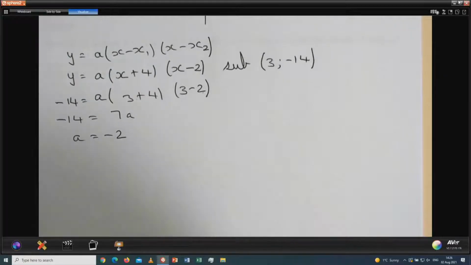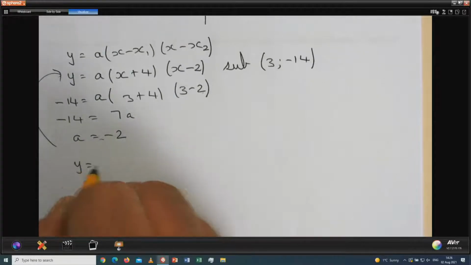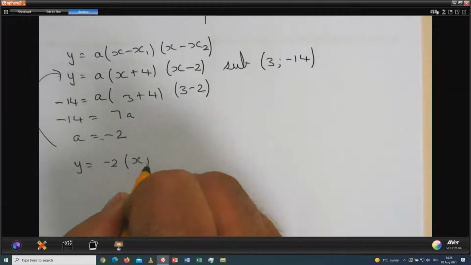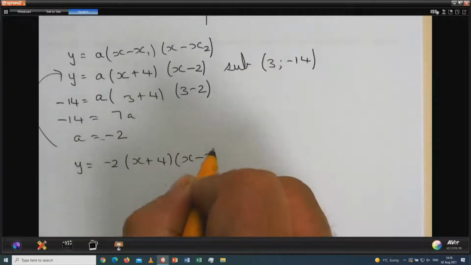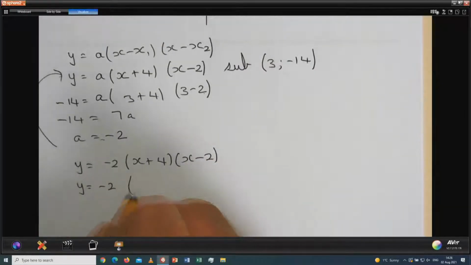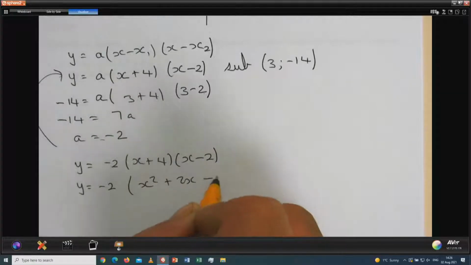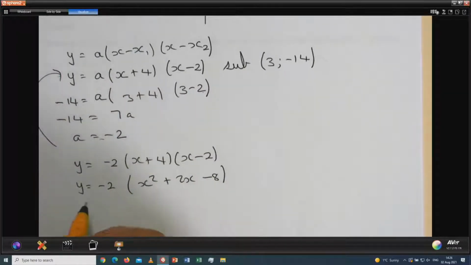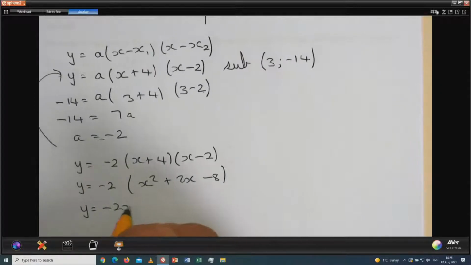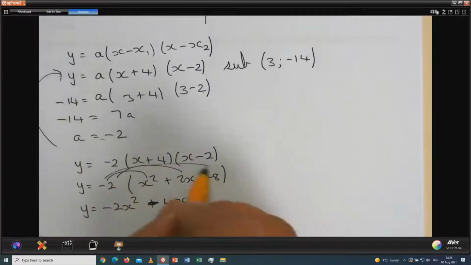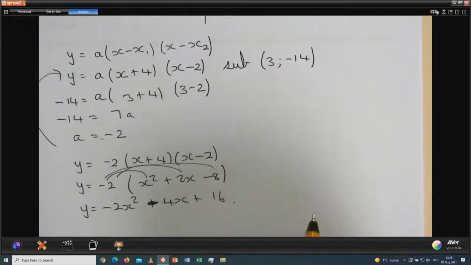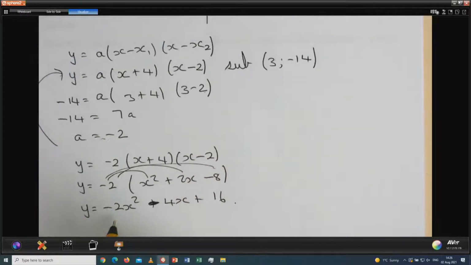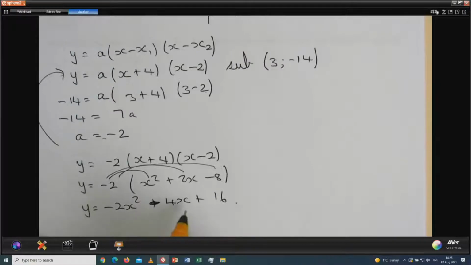Then you put negative 2 back into the equation with the x-intercepts. So y is equal to negative 2(x plus 4)(x minus 2). So y is equal to negative 2(x squared plus 2x minus 8). Now you multiply in by negative 2. Y is equal to negative 2x squared, negative 2 times 2x is negative 4x, plus 16. So your final answer is y is equal to negative 2x squared, negative 4x plus 16.